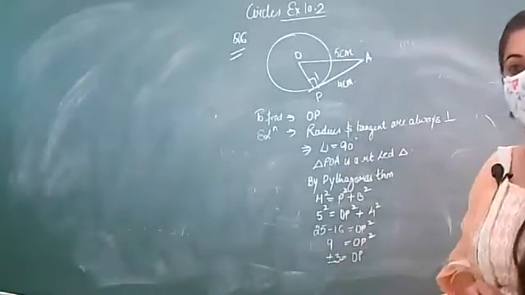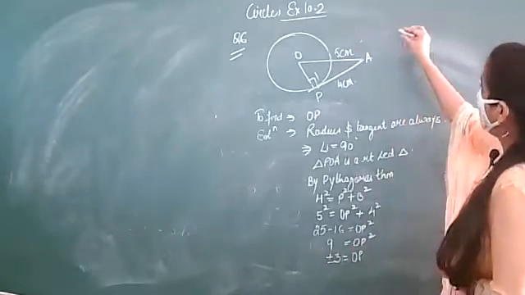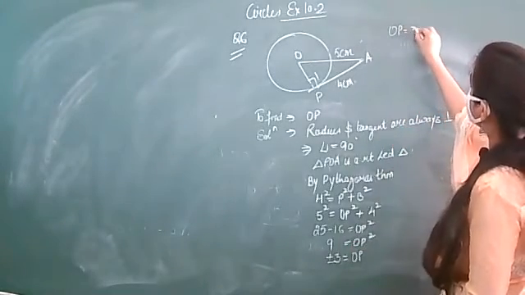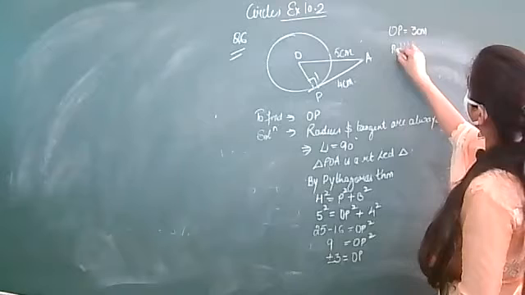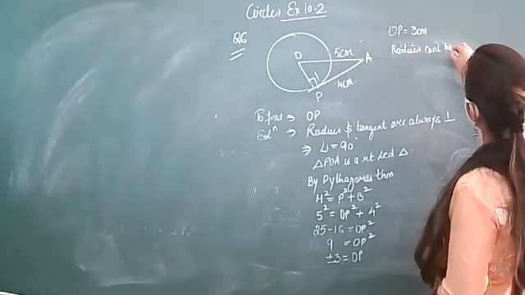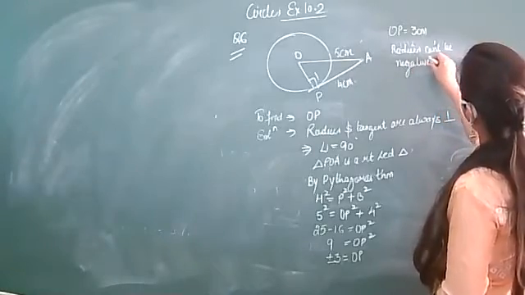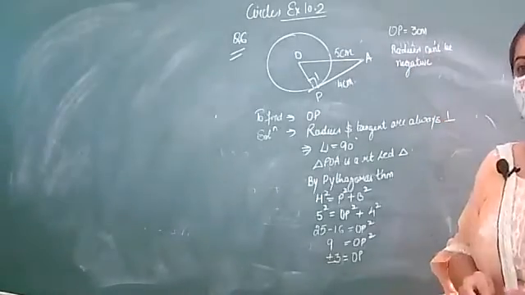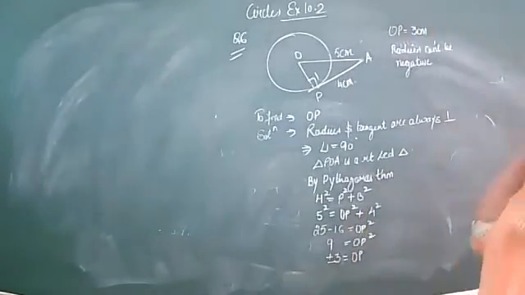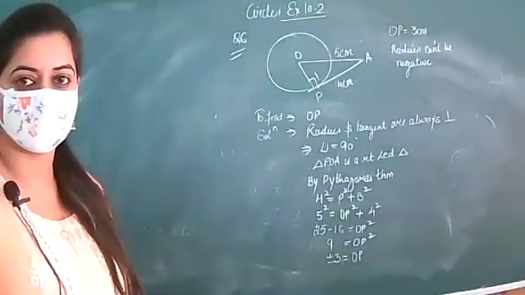So as you know that radius can't be negative, you will write here OP is equal to 3 centimeter because radius can't be negative. Any doubt, beta? So with this, we have completed our sixth question in which the length of the radius is your 3 centimeter.